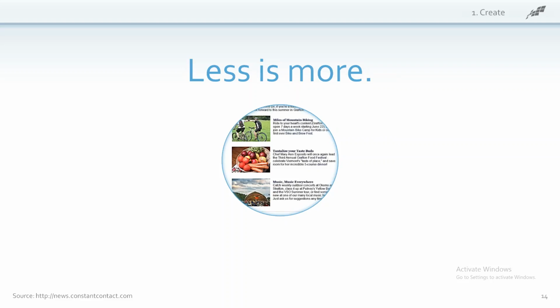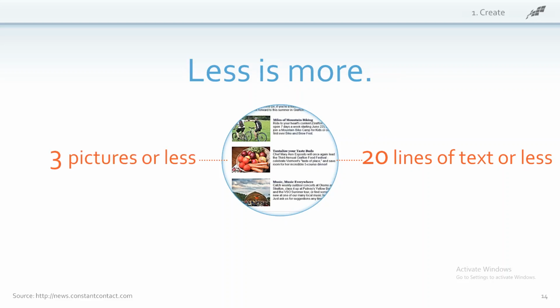So we did a study of our customers and found that the best practice is to limit yourself to 20 lines of text and 3 or fewer images. So just like you, your audience is busy, and you don't need to worry about sending a ton of information every time you send out a newsletter or an announcement.